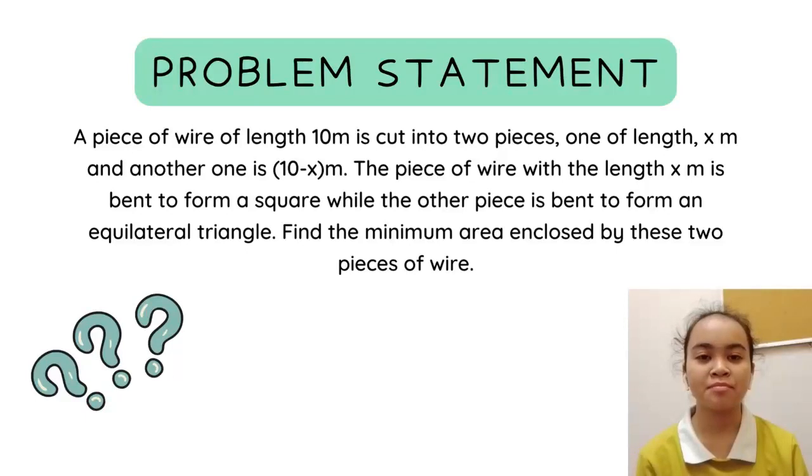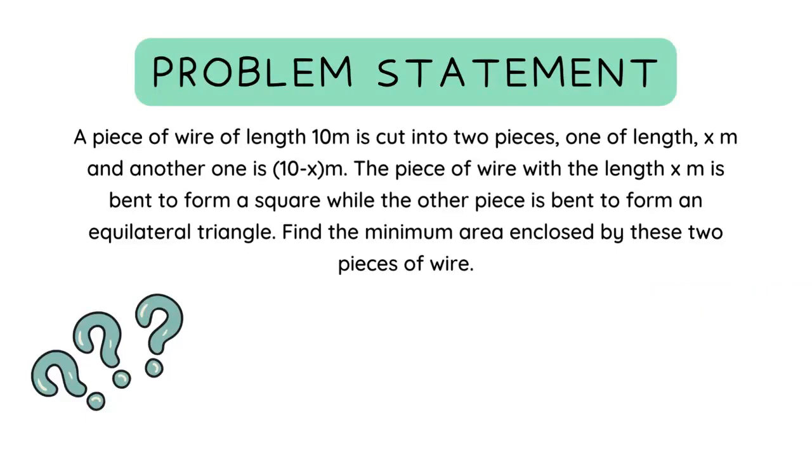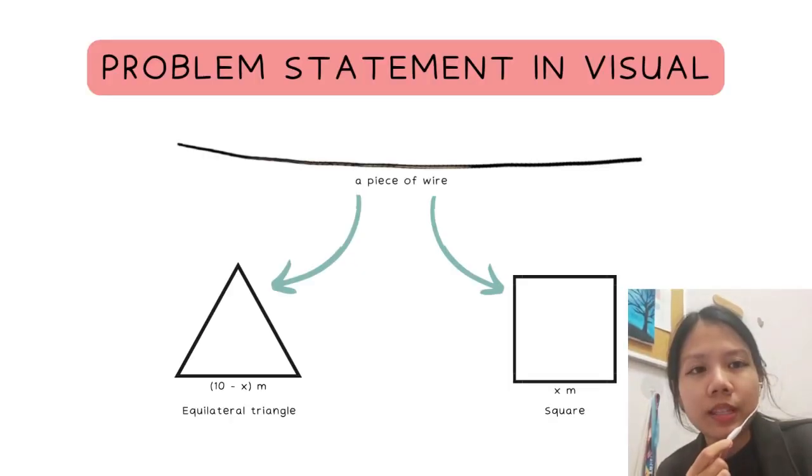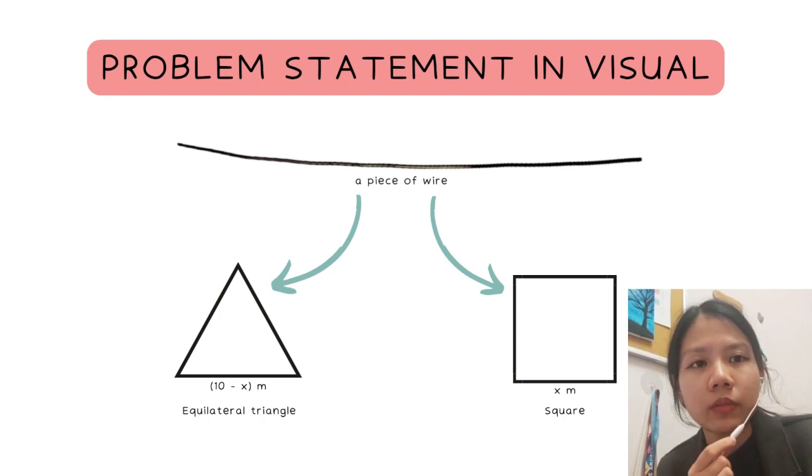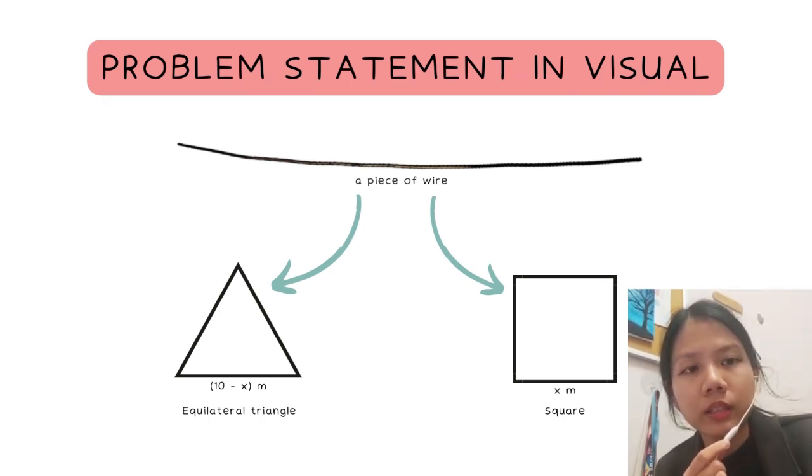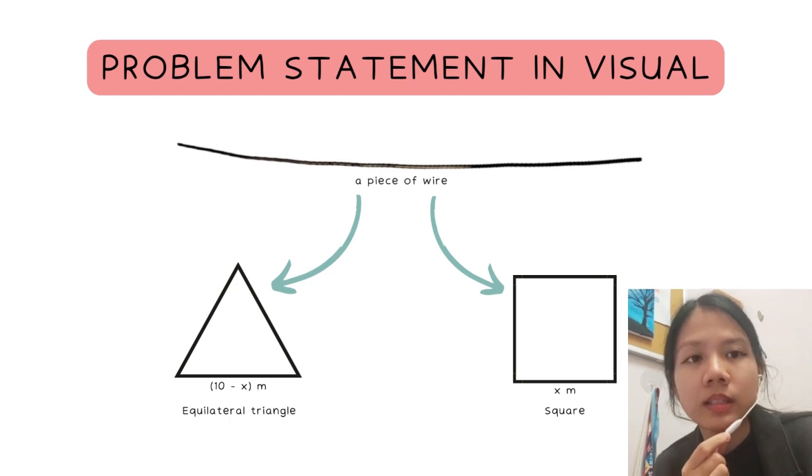For the problem statement, this is the problem statement in visual, where the length of the equilateral triangle is 10 minus x meters while the length of the square is x meters.